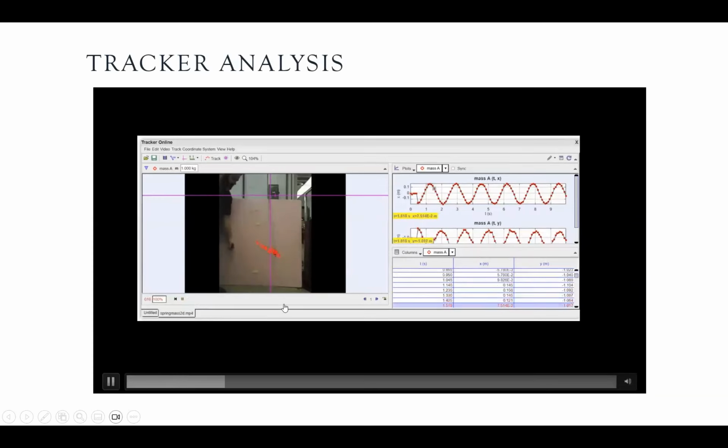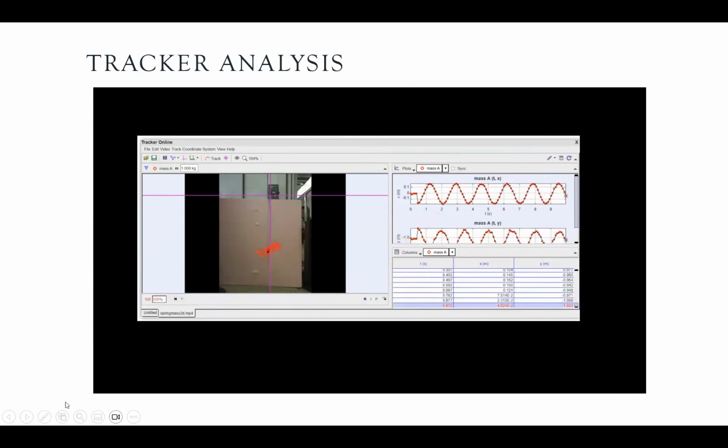The tracker analysis is shown here with the X and Y data being stored in the graph below, as well as the table. The table was then transferred to an Excel file, which was then transferred to a CSV file so that it could be represented in the computational model.